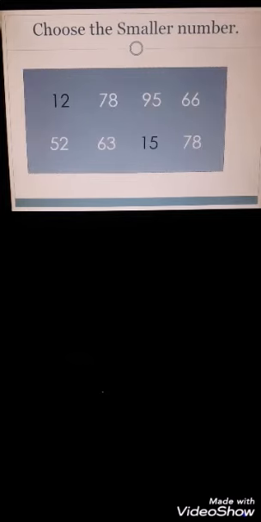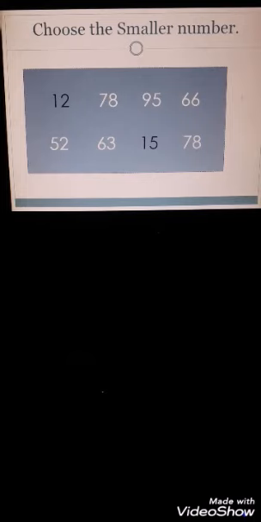Now choose the smaller number. First we have some numbers: 12, 78, 95, 65. First we have to compare the tens, which is 1, 7, 9, 6. In this line, 1 is the smallest ten, so 12 is the smallest number.